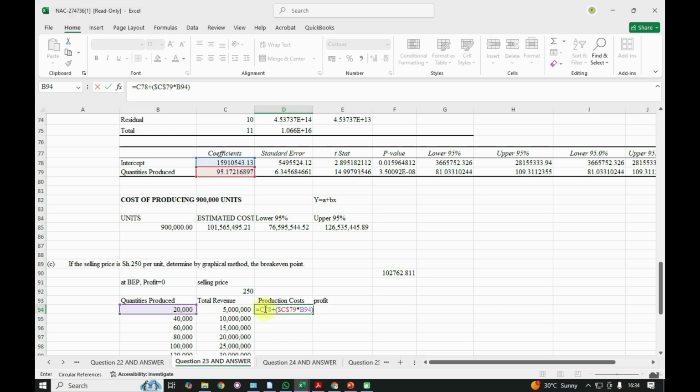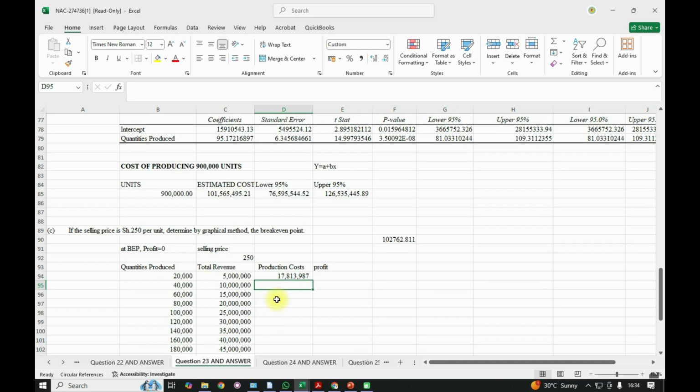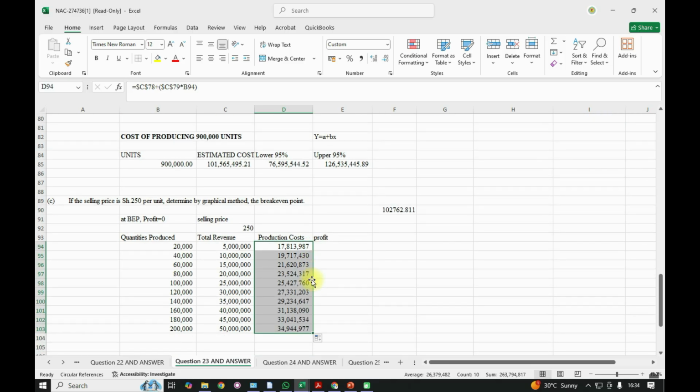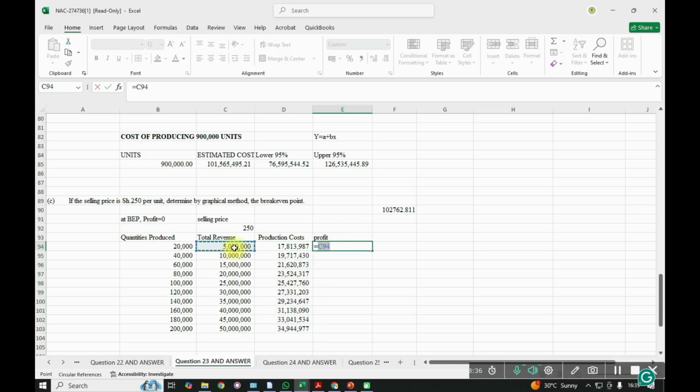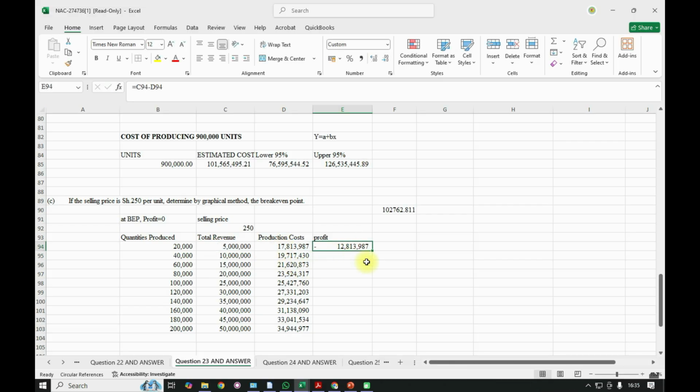So I lock the first one, this one, and I will enter that way, and I will autofill that way, and at that point we shall minus to get the profit and see what will be our case.